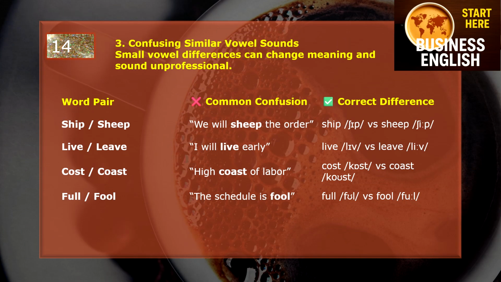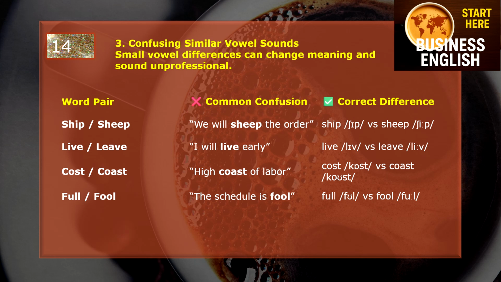Hey guys, here we go with the third common mistake during pronunciation. So, confusing similar vowel sounds. Small vowel differences can change meaning and sound unprofessional. Word pairs. Ship, sheep. Common confusion: "We will sheep the order." Correct difference. Ship or sheep.